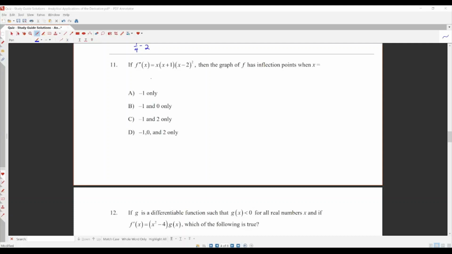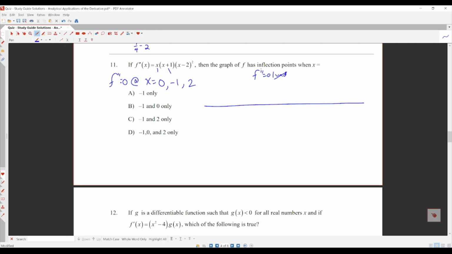Number 11, if f double prime is x times x plus 1 times x minus 2, then the graph of f has inflection points when x equals. So first of all, we have inflection points wherever f double prime is 0 or undefined. First of all, this is a polynomial function in factored form, so it's never undefined. And it's going to be 0 at x equals 0, -1, and +2.